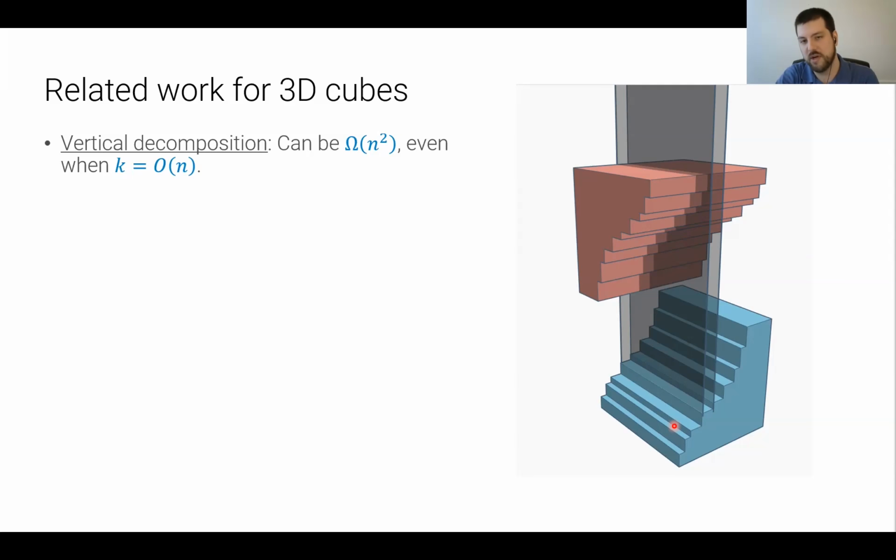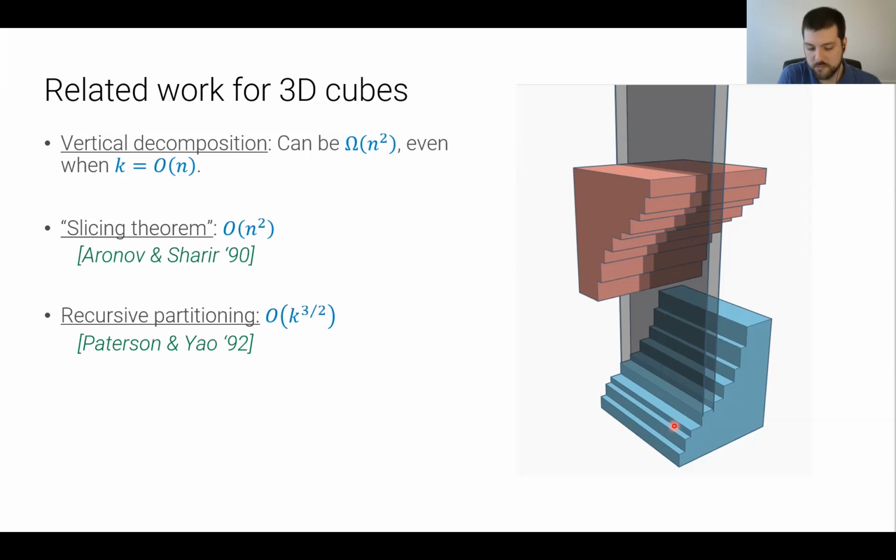And erecting a prism upwards from every face of the bottom staircase is going to intersect each of the individual stairs above. And so each of the linear number of stairs in the bottom staircase will lead to itself a linear number of cells that meet the stairs above it.